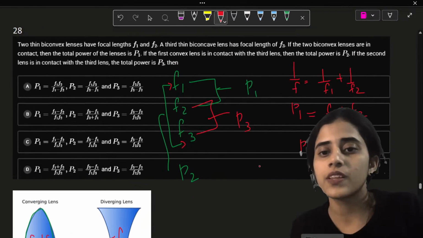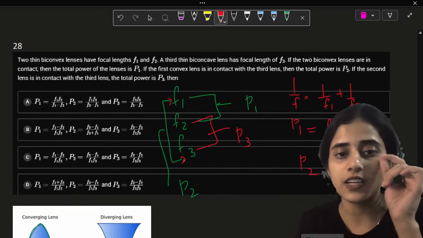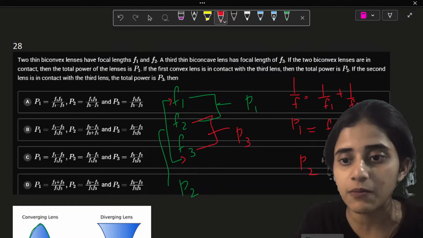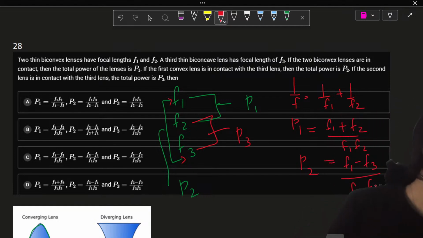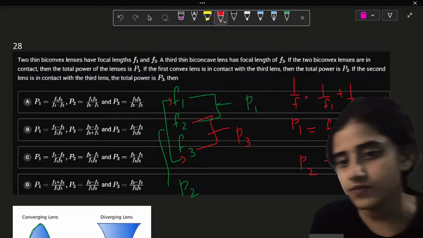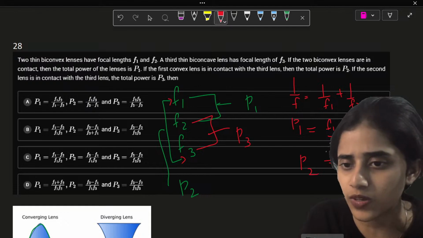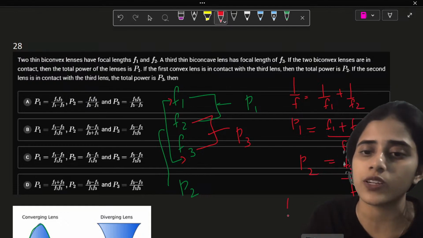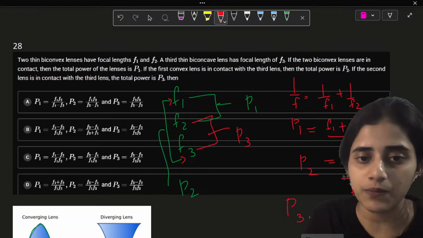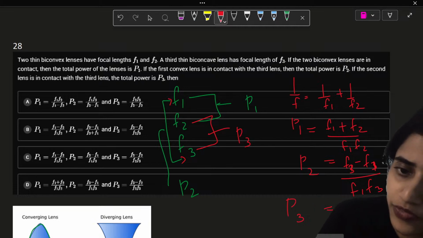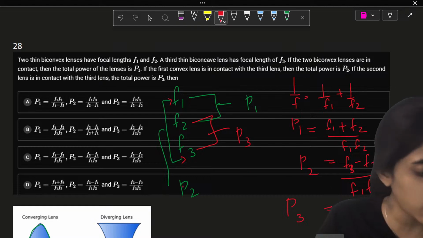Okay, so for P2, which are the two lenses? F1 and F3. So this would be F1 minus F3 divided by F1 F3, isn't it? Okay, so I think you can take it as F3 minus F1. If you do the math, you'll get it as F3 minus F1. And then how much would P3 be? P3 is between F2 and F3. It's just addition, no? No, F3 is negative. So same thing: F3 minus F2 divided by F2 F3. Now which option is this one?